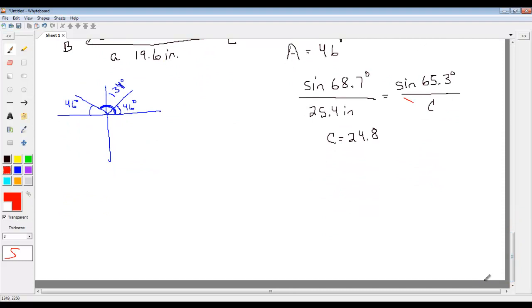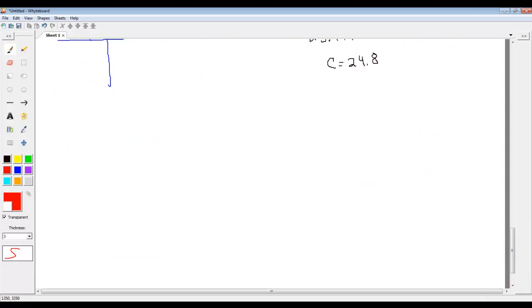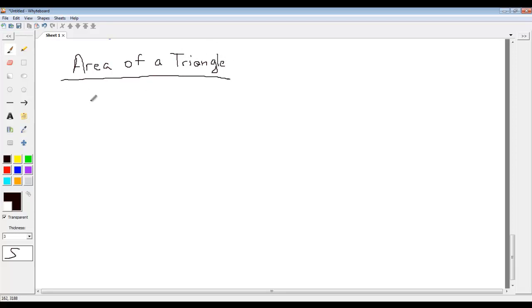Alright, and then one more little topic to conclude this section. We'll talk a little bit about area of a triangle and how you can find it if you don't necessarily know things to plug directly into the A equals 1/2 BH formula. Okay, normally if you have a triangle, as long as you know the length of the base and as long as you know the length of the height, you can find the area.